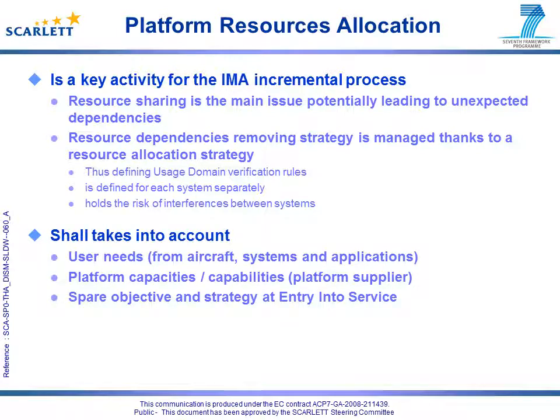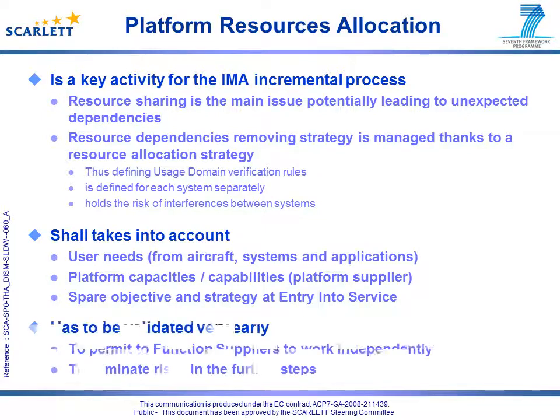Individual budget allocation to function results from the combination of 3 points of view: the user or function needs, the platform capacities, and the spare policy. It has to be validated very early because these are the keys on which the incremental process relies. And those pieces of information come from 3 different actors: the function supplier, the platform supplier, and the aircraft manufacturer.